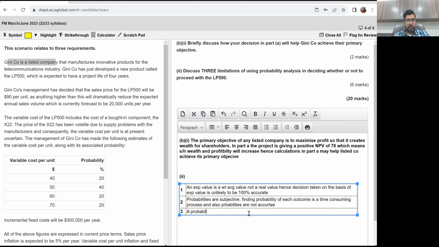A probability approach only considers risk neutral attitude. Risk seeker, risk averse, they are not considered in probability analysis. So if company management has any other risk attitude, probability analysis fails to consider that. Okay, so you can write this, and that would be it for this question.